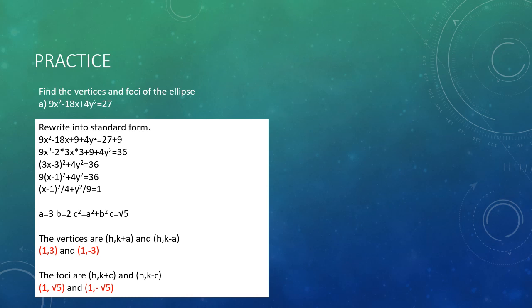Then the vertices of the ellipse are located at (h, k plus a) and (h, k minus a), which means plugging in what we already found, we get (1, 3) and (1, -3) for the coordinates of the vertices. Now the foci are found by the coordinates (h, k plus c) and (h, k minus c), which using what we found, is (1, root 5) and (1, negative root 5).